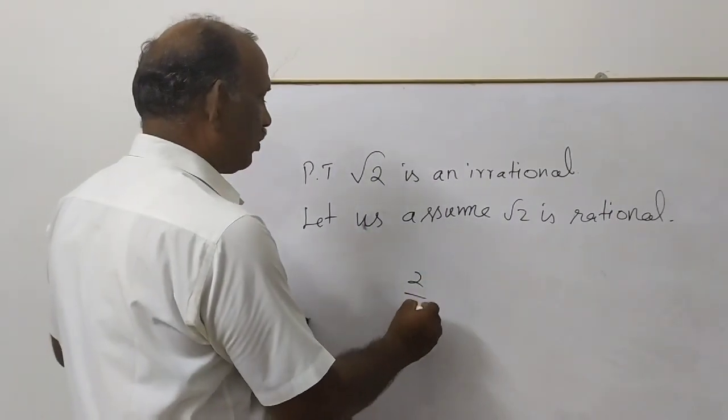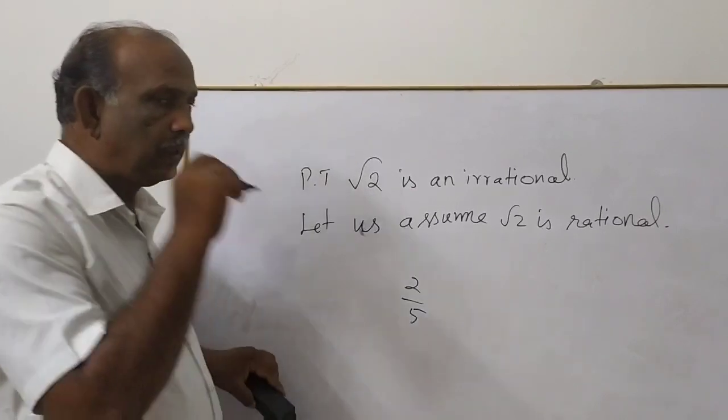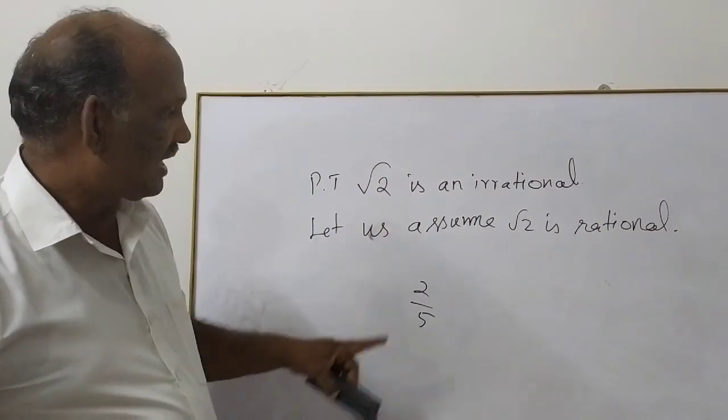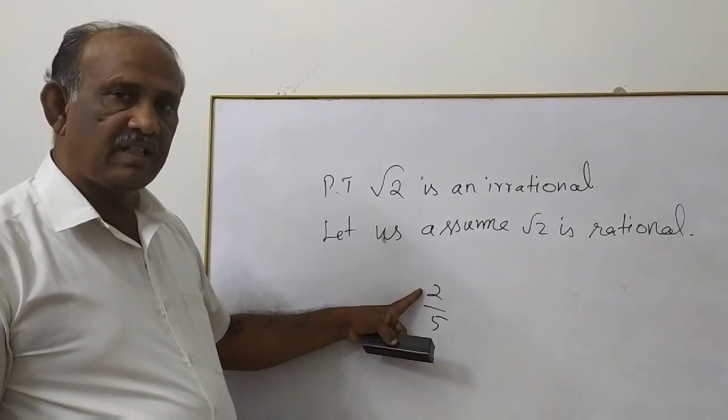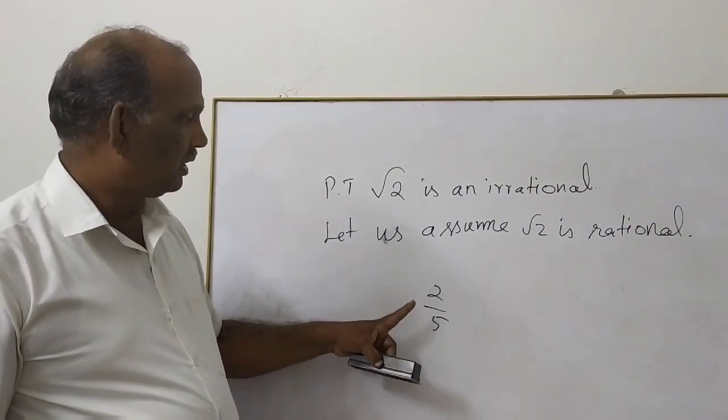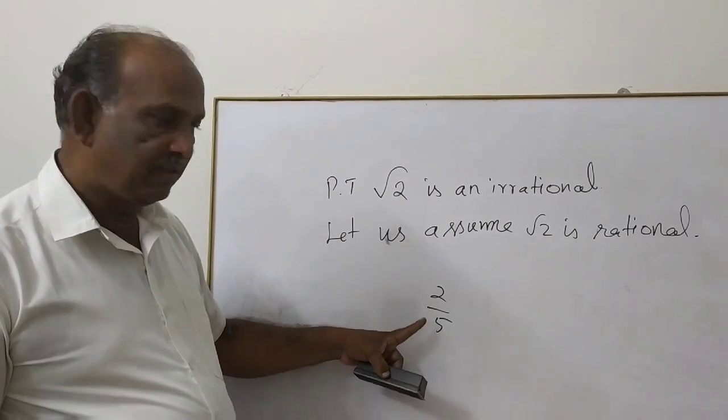2 and 5 are co-prime. They have no factors other than 1, so they are called co-prime. 1 is a factor of 2, and again 1 is a factor of 5. This is called co-prime.